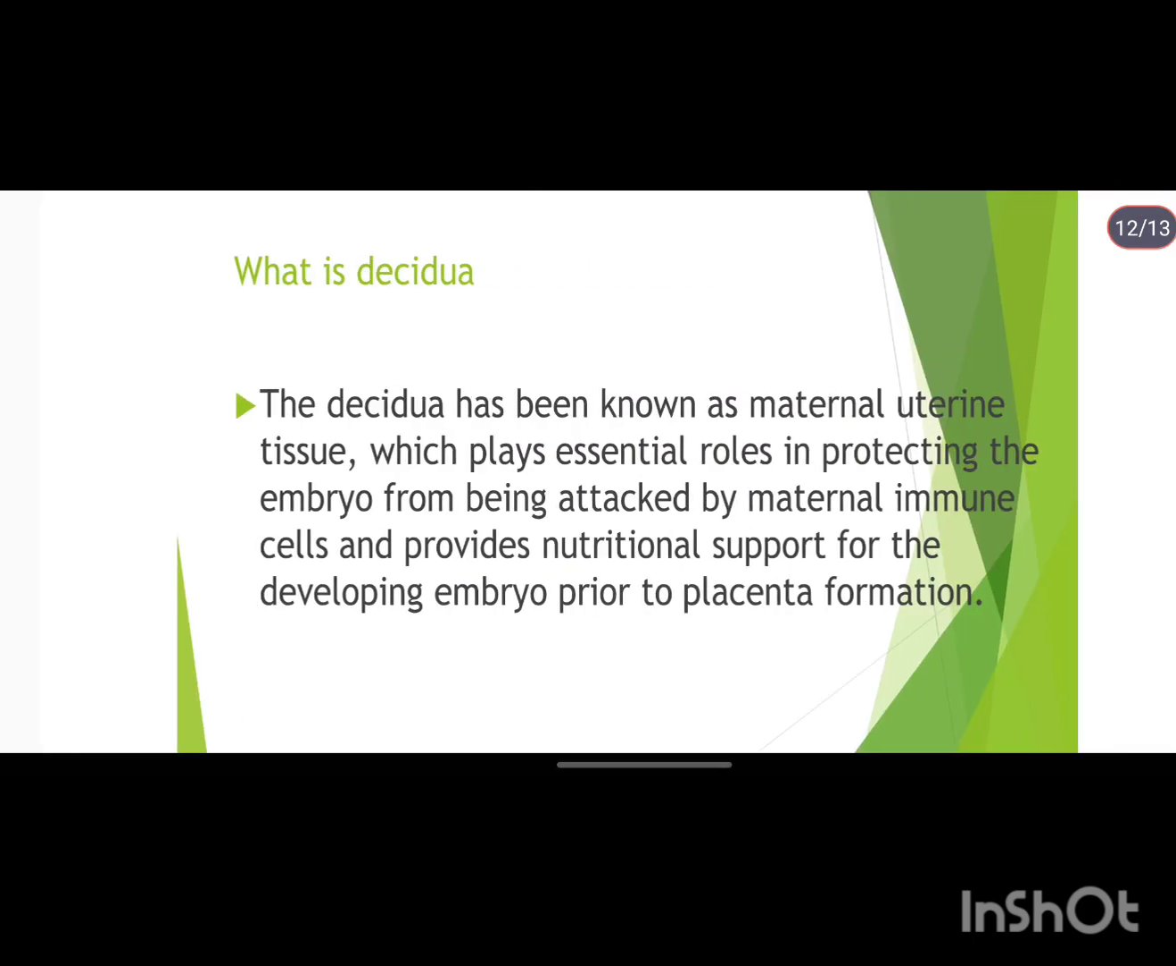The next question is what is decidua? So decidua is known as the maternal uterine tissue, which plays an essential role in protecting the embryo from being attacked by the maternal immune cells, and which also provides nutritional support for the developing embryo prior to the placenta formation. So it helps in the survival of the fetus by helping in the nutritional support before the development of the placenta.